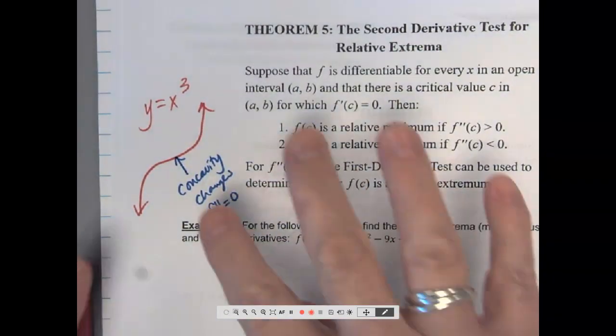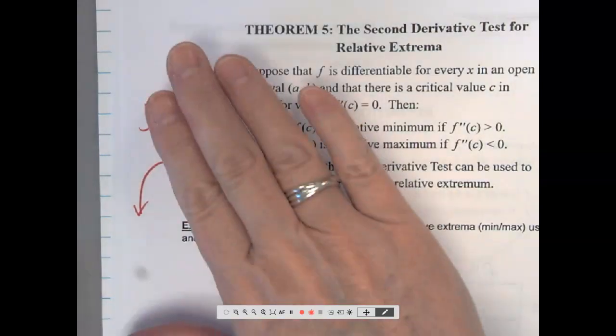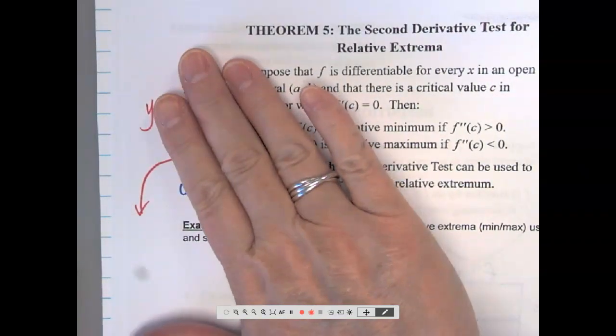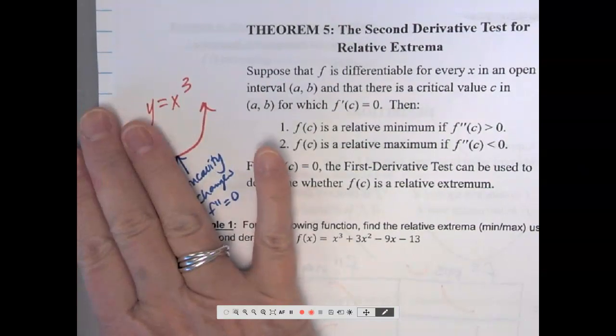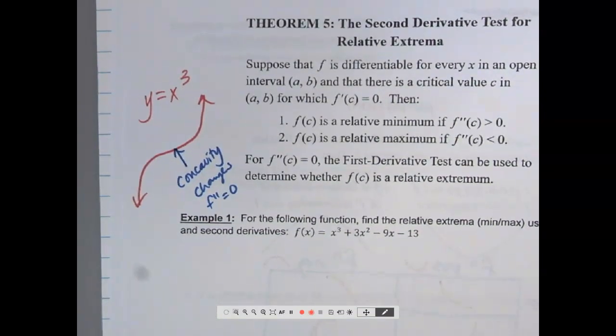So it's common in cubic or fifth or seventh degree functions that you actually have a change in concavity. So literally, you can cover up half and see one concavity, cover up the other half and see the other. So it's where that concavity changes. All right, so we're going to do this next example.